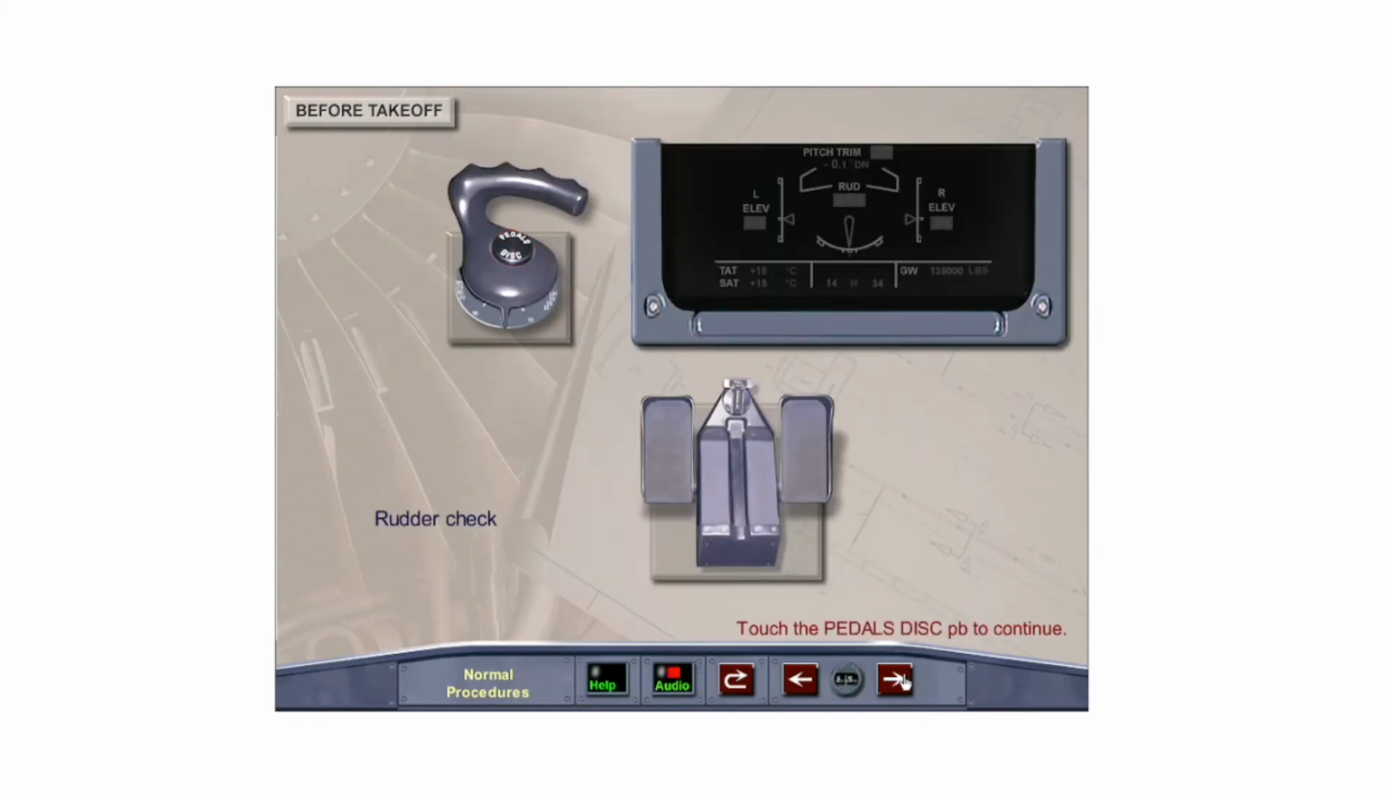The first officer, after completing his portion of the flight control check, announces that he is ready for the rudder check, which is performed by the captain. The captain depresses the pedal disconnect button on the steering handwheel, then moves the rudder pedals in both directions. The first officer, while following through on his own rudder pedals, observes full rudder travel on the ECAM. Touch the pedal's disconnect button, then the left rudder pedal to start the rudder check.